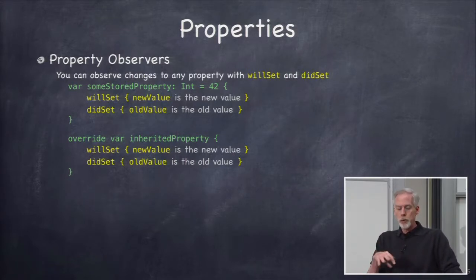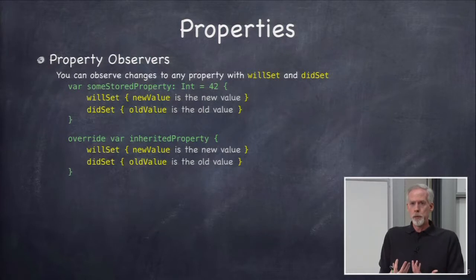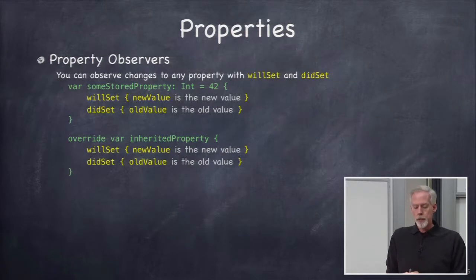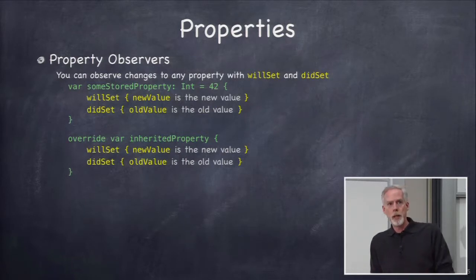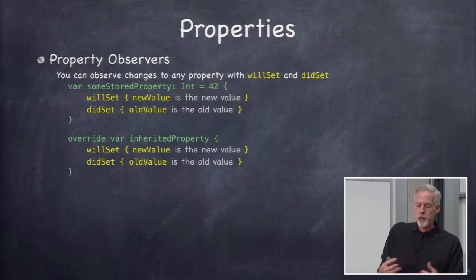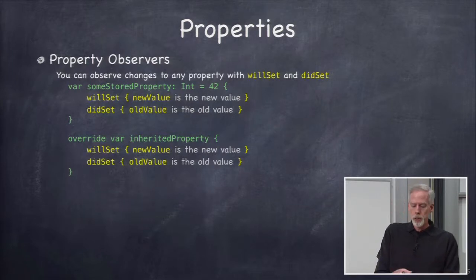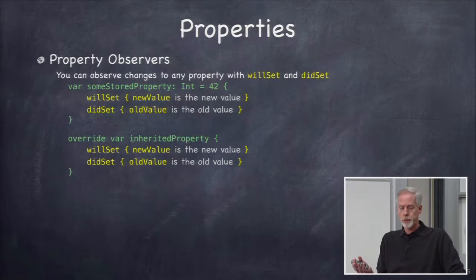Now, you use this in really two cases. One is you have a stored property in your own class, and whenever someone sets it, you want to notice and do something. And the other one is you inherit some property, and you don't necessarily do anything with that property directly, but you want to know when it gets changed by anybody. So you can even do willSet and didSet on properties you inherit from your superclass.